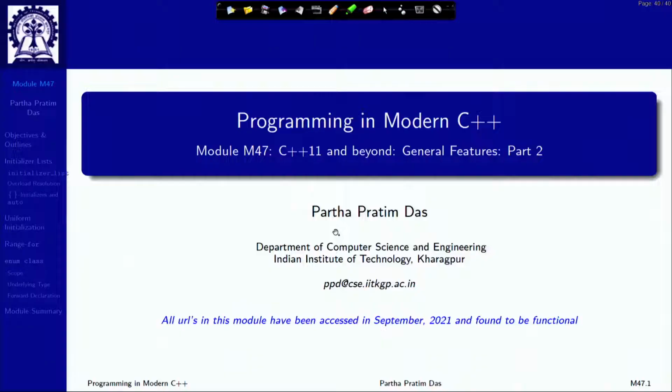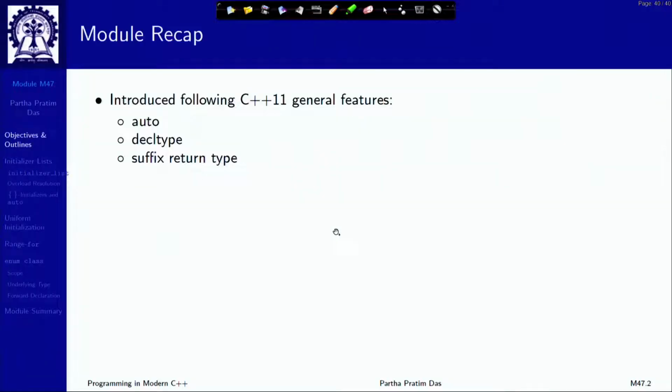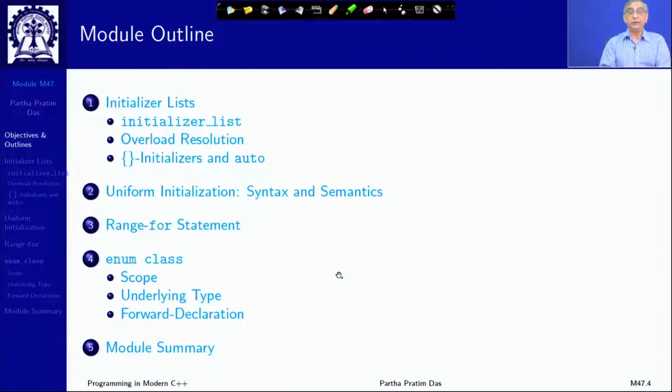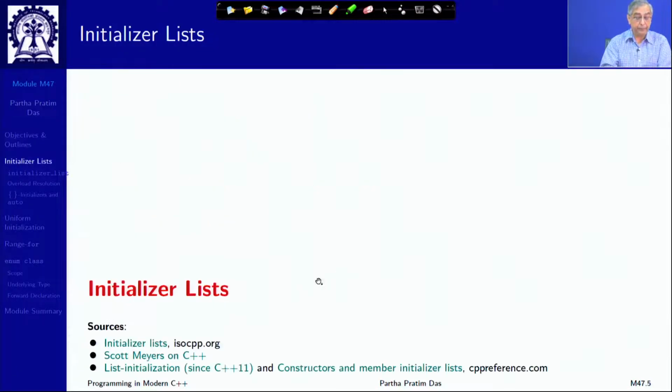We are in week 10 and we are going to discuss module 47. In the last module, we introduced the overall features of C++ 11 and talked specifically about auto, decltype and suffix return type. We will continue on that and introduce these 4 general features in this module. Naturally, this outline will be available on your left all the time.